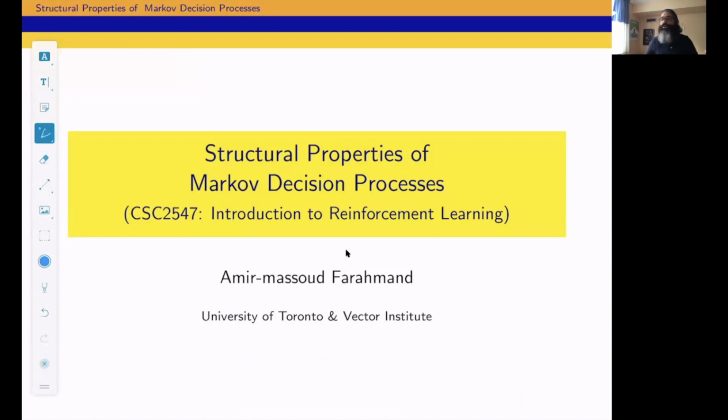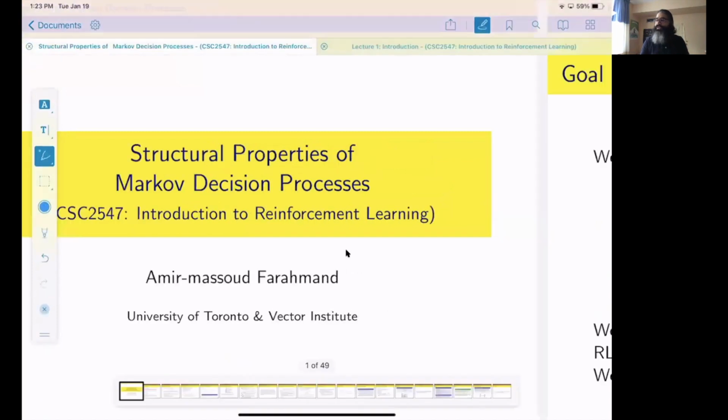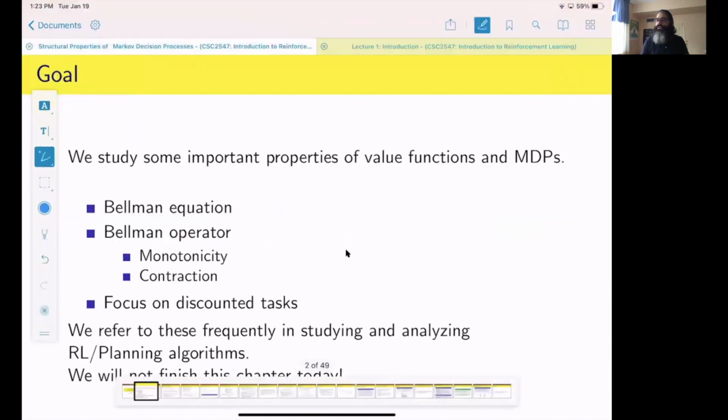This lecture is about structural properties of Markov decision processes. I'm not going to finish this lecture today, so it probably continues next time too. So what's the goal here? The goal here is that we study some important properties of value functions of MDPs.